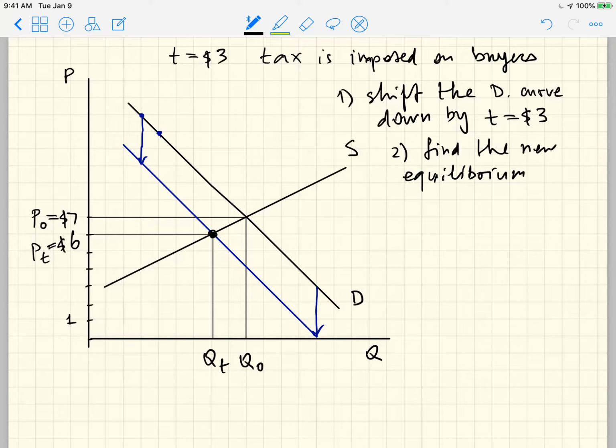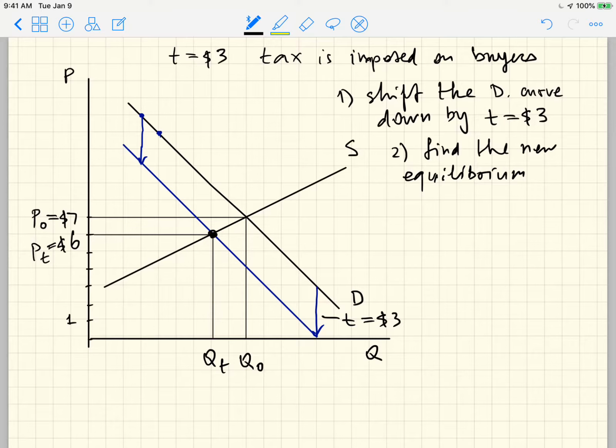It will not be $4 as we just saw. It's $6. So again, it's not as simple as just subtracting tax from the initial equilibrium price. You have to shift your demand curve and then find the new equilibrium price. And you're shifting the demand curve down by $3. So this is where this $3 shows up.